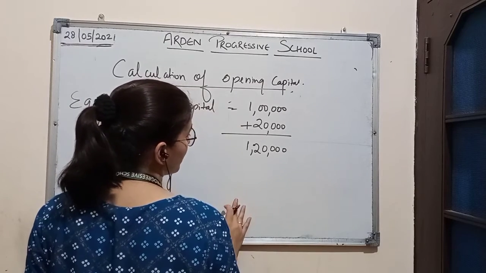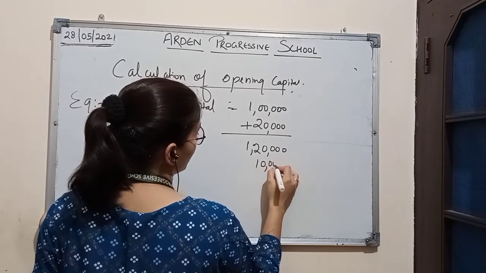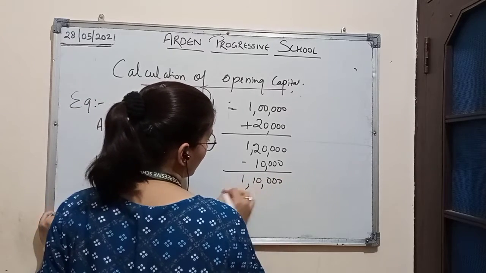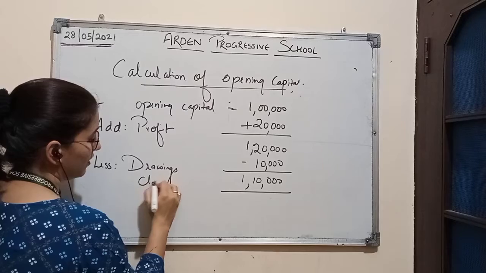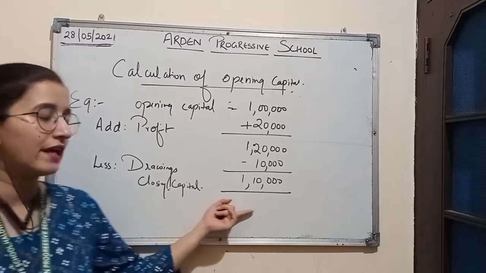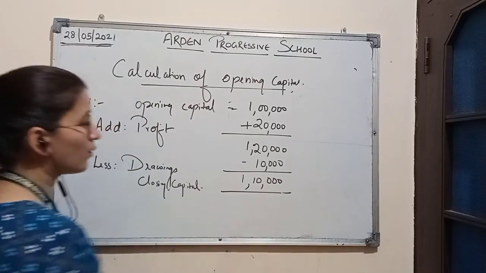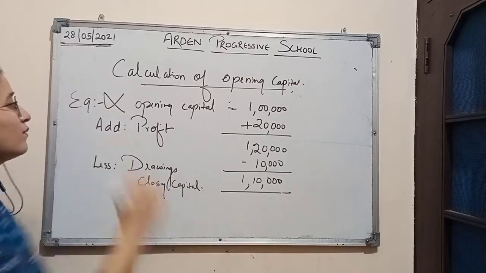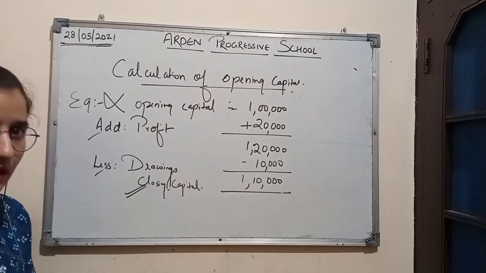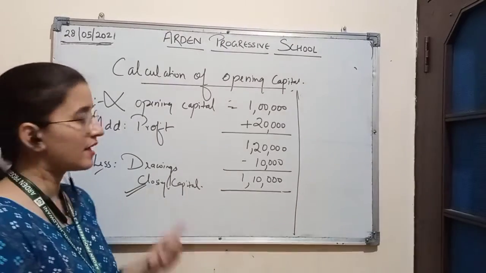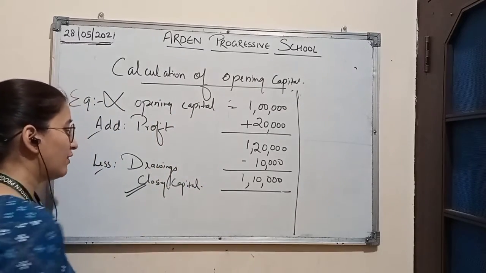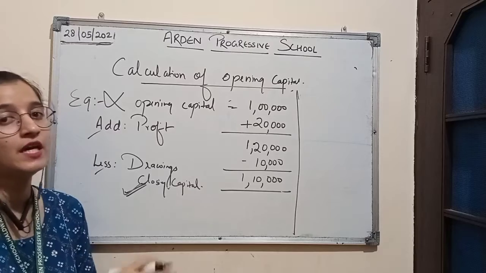Drawings will be subtracted from the capital. Let's suppose the drawing is rupees 10,000. So here we can say the closing capital is rupees 1,10,000. Now in the question, we will not be given opening capital, only closing capital is given, and profit and drawing will also be given in the question. So in this case, how will we calculate the amount of opening capital? Whatever adjustment we have done for calculation of closing capital, it will be reversed.